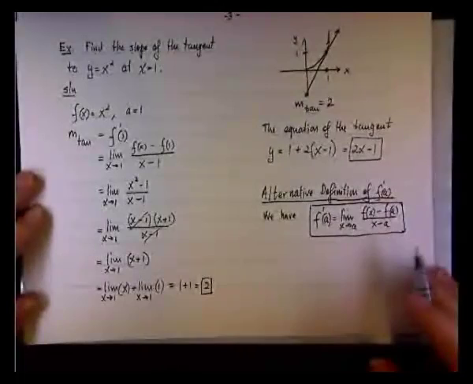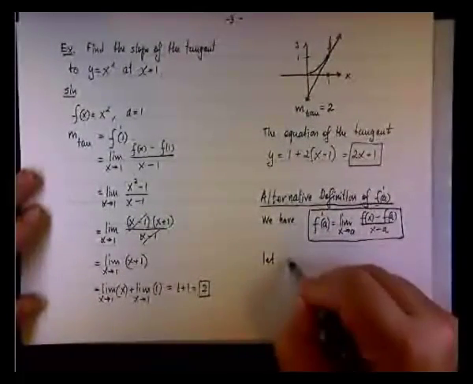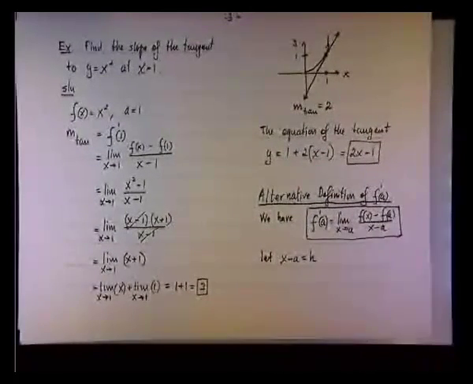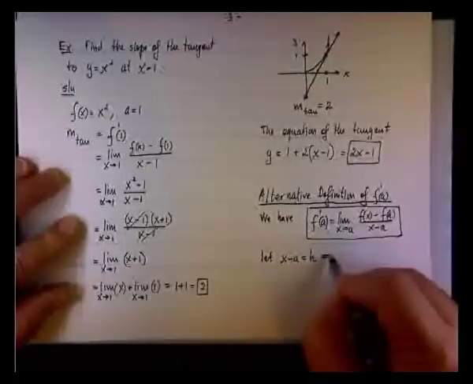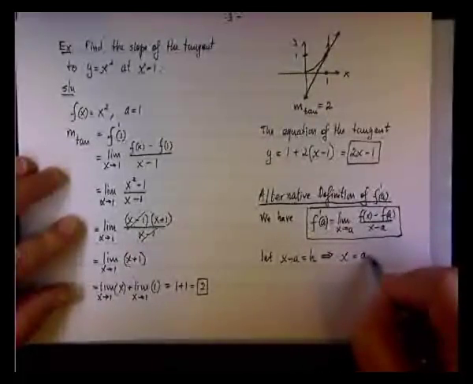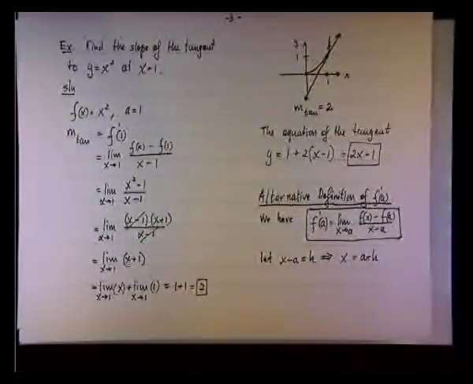And how are we going to modify it? We're going to let the quantity x minus a equal h. So x by itself is now a plus h. That's what I was talking about. We're going to move x so close to a that we're going to say the difference is h.